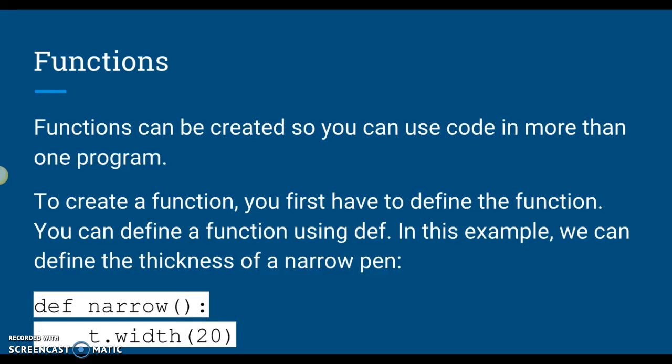And you can define it with t.width and then maybe only 20 pixels or something like that. The same way you could define something maybe thick or medium and make it a little bit larger each time. So maybe a medium one might be 50 and a large one might be 70 or something like that. So you can use that function to define the different widths of this pen.